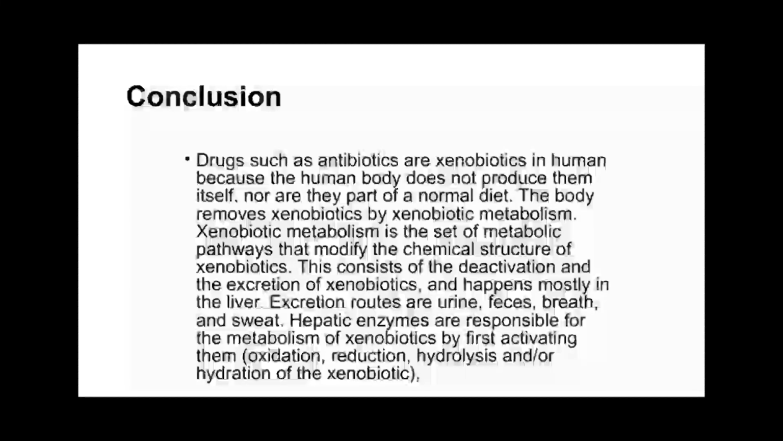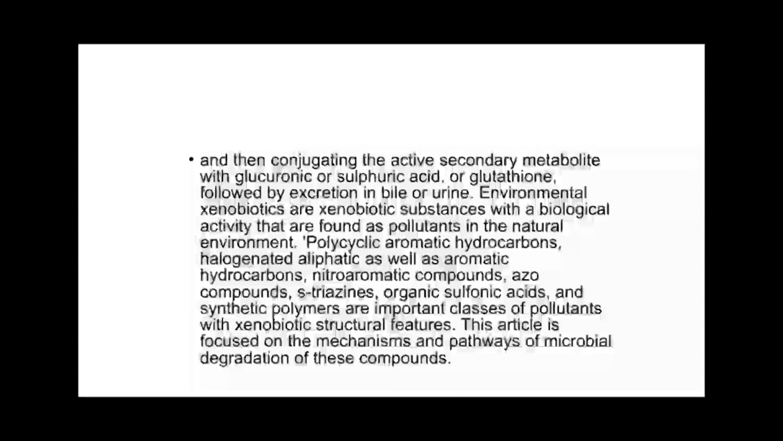So, after a secondary metabolite has been formed, it can be conjugated with molecules like glucuronic acid, sulfuric acid, or glutathione. This conjugation process actually makes the compound more water-soluble, which helps facilitate its excretion. The metabolites are then eliminated from the body through either bile or urine, completing the detoxification process.